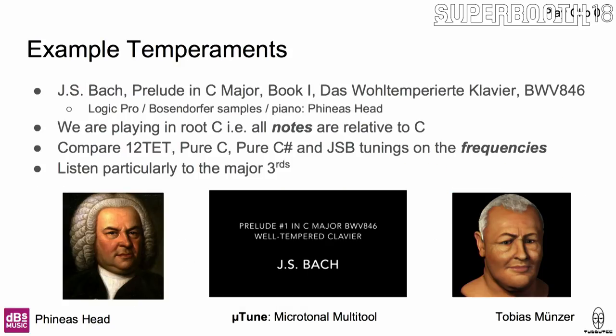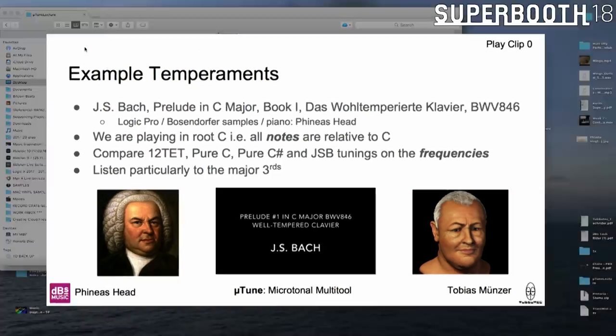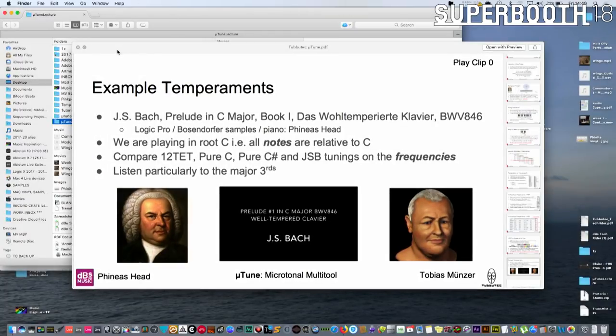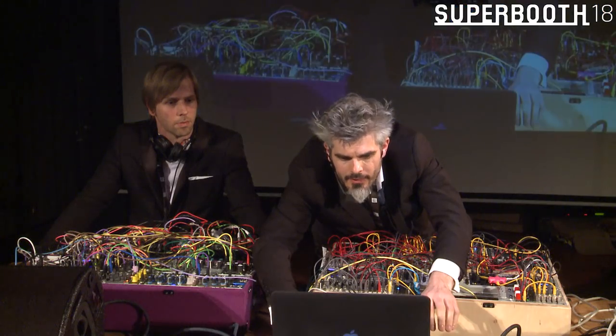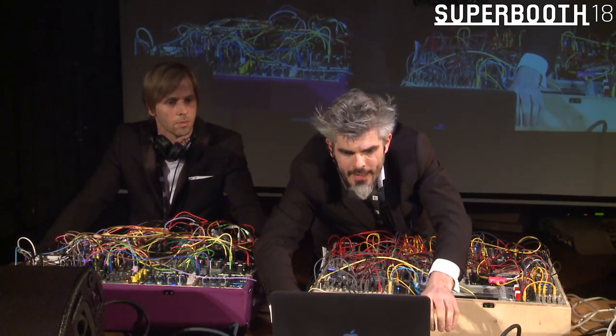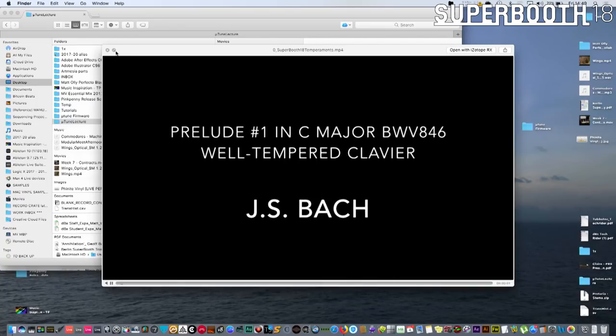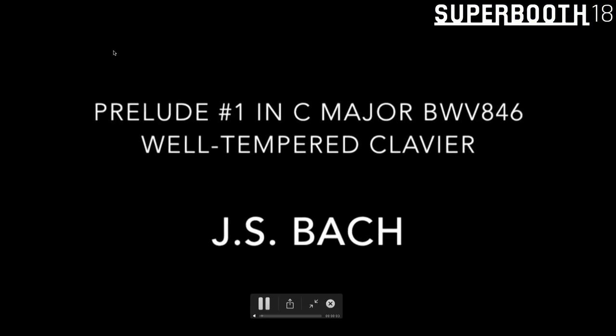Now, here's a little example, just to see what these sound like. I'm going to come out of here, and I'm going to play me playing the C major prelude from the first book of the 48 by J.S. Bach. And if I do this, that's 12-tone equal temperament. Well, it sounds okay.